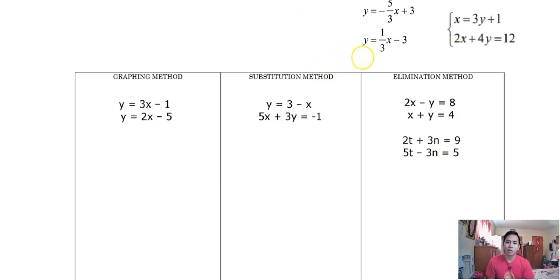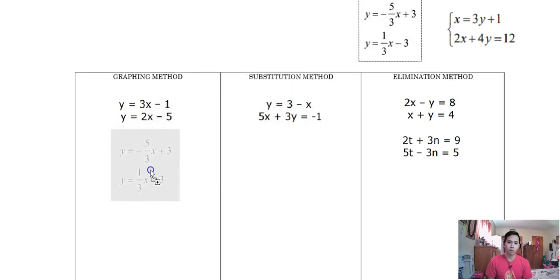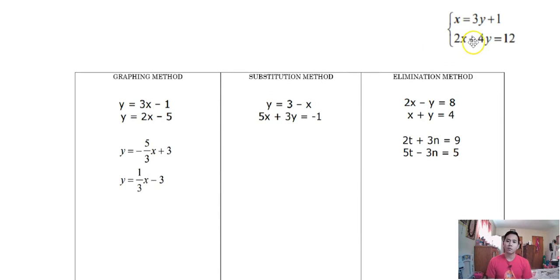And the next one is written again in y is equal to mx plus b, where we have y is equal to negative 5/3 x plus 3 and y is equal to 1/3 x minus 3. Again, the slope is given and the y-intercept is also given in this particular system. So I'm going to use the graphing method. And the last one, we have a mix again. There's a value of x here, which is 3y plus 1, and then 2x plus 4y is equal to 12. So this will be the substitution method.